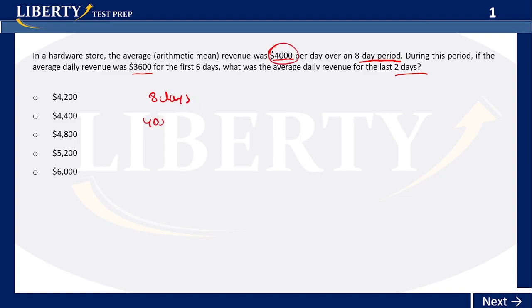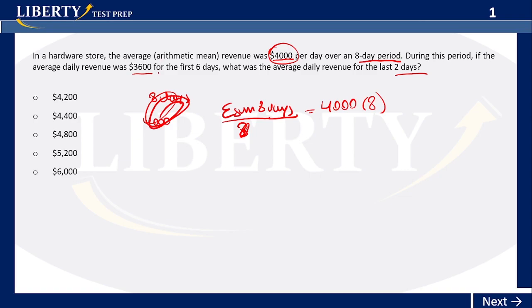Basically, let's do this. If you want to get the sum of those 8 days, you divide it by 8, and that gave you 4,000. So the sum of the 8 days will be the same as 4,000 times 8. Okay, that's the sum of the first 8 days. Then what happens?